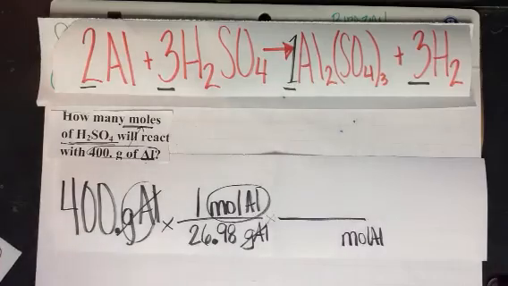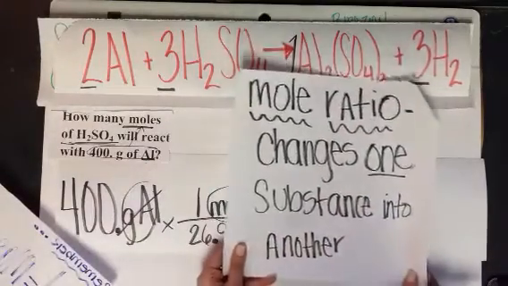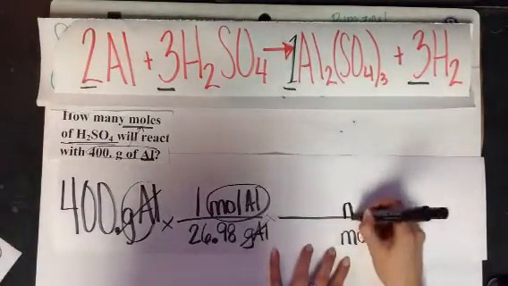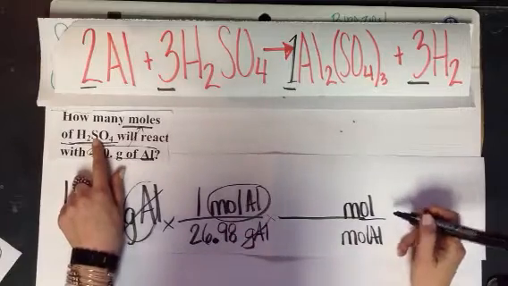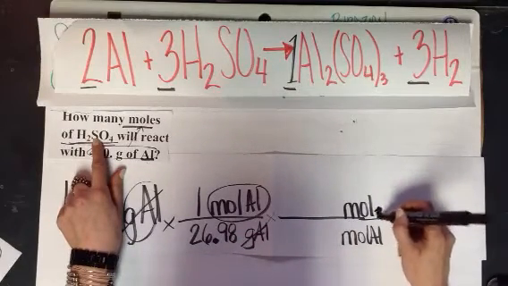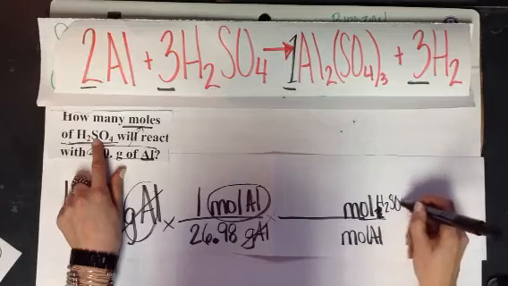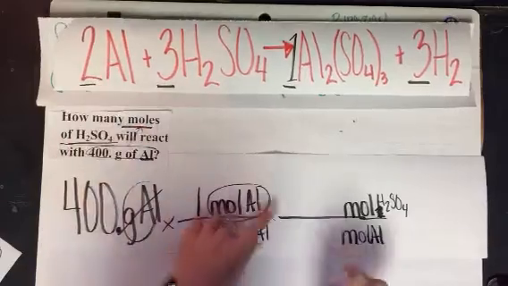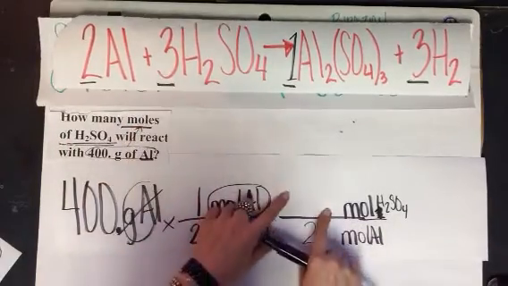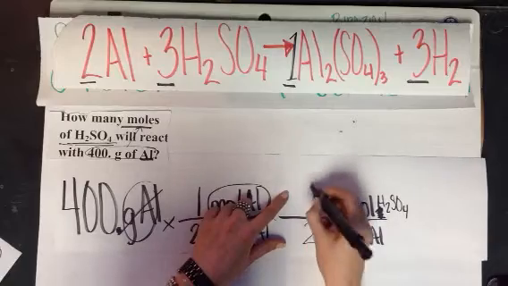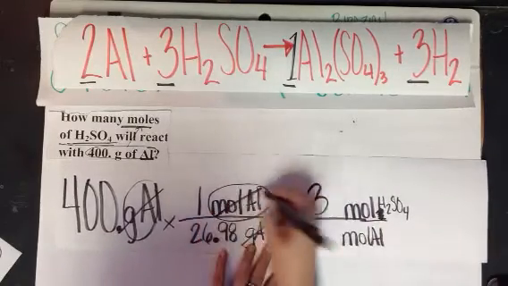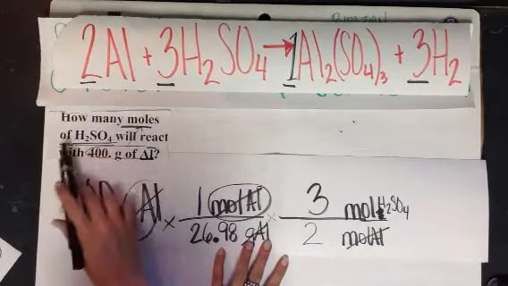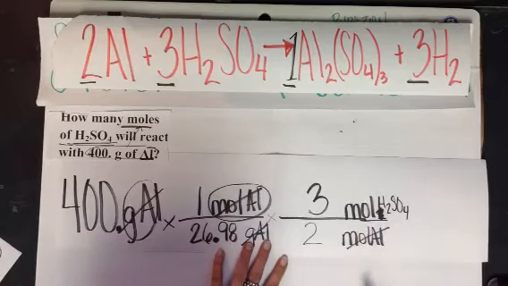Can I do a mole ratio? Because I need to change my substance. Yes, I can. I can do a mole of aluminum to a mole of H2SO4. Okay, now I get the coefficients, 2 aluminum and 3 H2SO4. Moles of aluminum, moles of aluminum. Am I done? Let's check. How many moles of H2SO4? Moles of H2SO4. I'm done.